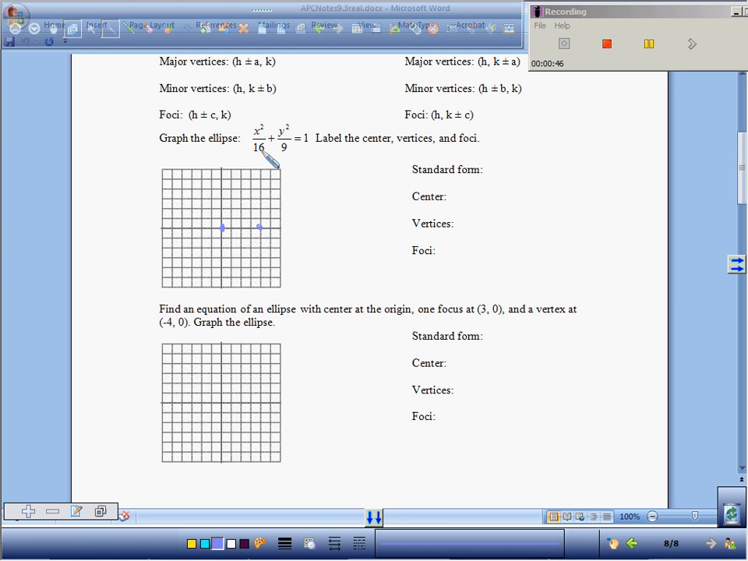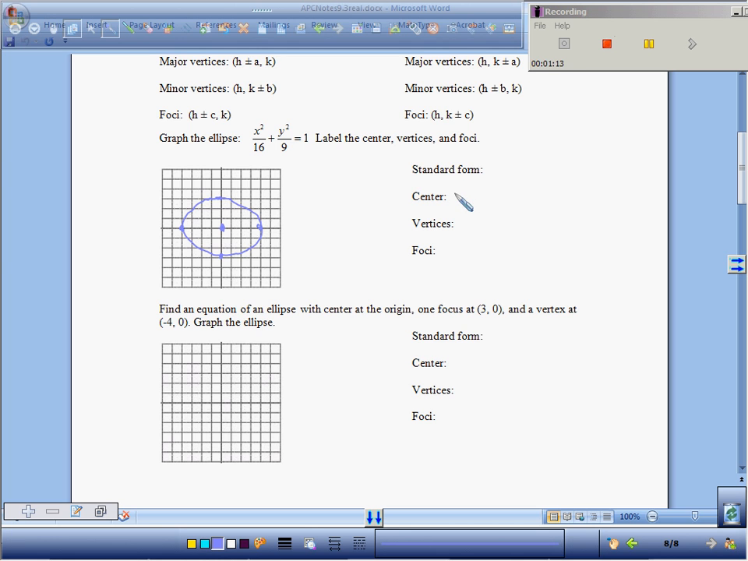This will be your major axis, okay? 1, 2, 3, 4, going this way. And b is 3, so I go up this way, and I go down this way. That is how you sketch in your ellipse. Now I'm going to try to draw it as well as I can. Not bad. So there's that ellipse right there.